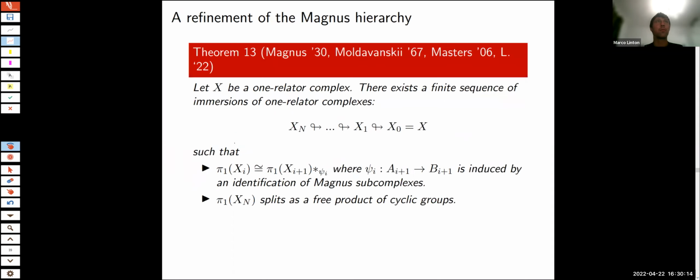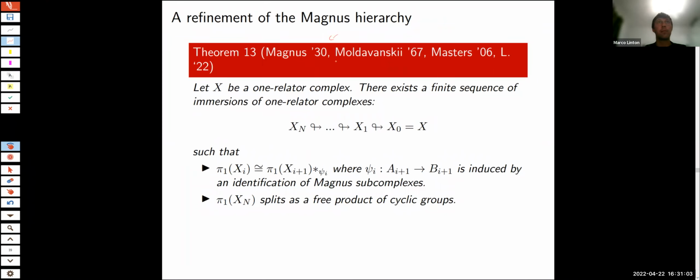Okay, so the first tool is essentially the Magnus hierarchy. In 1930, Magnus proved the Freiheitssatz, which essentially tells you that given a one-related group, every proper subset of generators in your presentation which are mentioned in your relator generates a free group. And to prove this result, he came up with this hierarchy, which is now known as the Magnus hierarchy. Using this hierarchy, he also proved that the word problem is solvable for one-related groups, and several other pretty nice results.